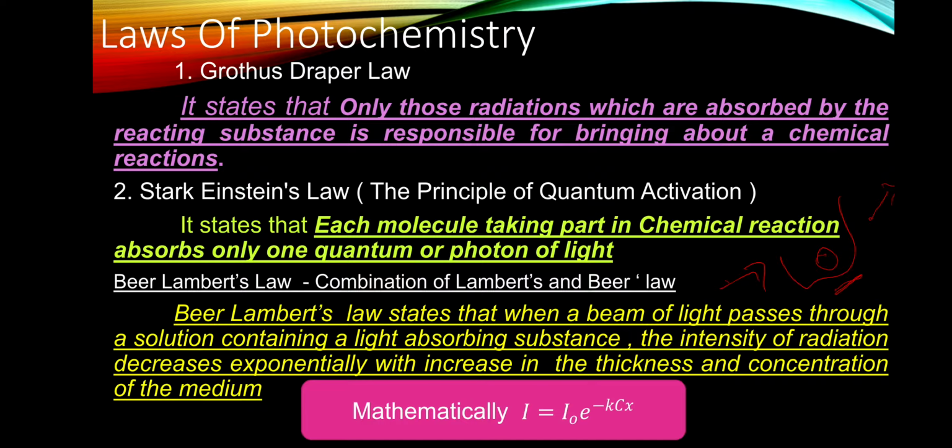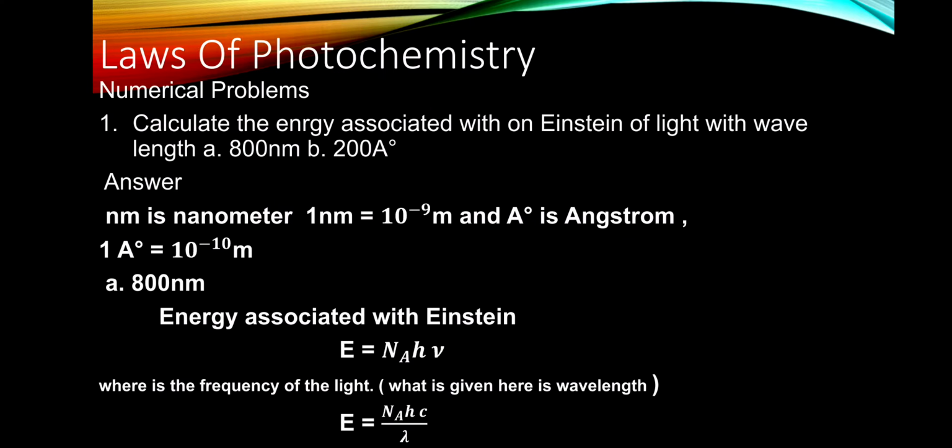And mathematically we can write I is equal to I0 into e raised to minus kcx, where I is the intensity of the transmitted light, I0 is the intensity of the incident light, k is a constant, c is concentration, x is the thickness of the medium. Then we did some numerical problems.